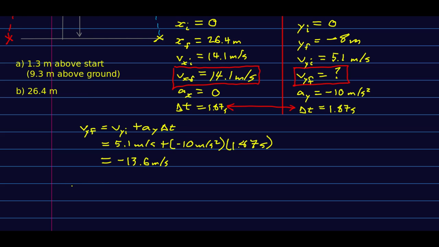And we're actually done, because we can now just write VF vector is 14.1 meters per second i hat minus 13.6 meters per second j hat. And if you're objecting, what, don't I have to find a magnitude and direction? Well, if you're asked for a magnitude and direction, sure. But this is a perfectly valid way of writing a vector, and so there is our final answer.